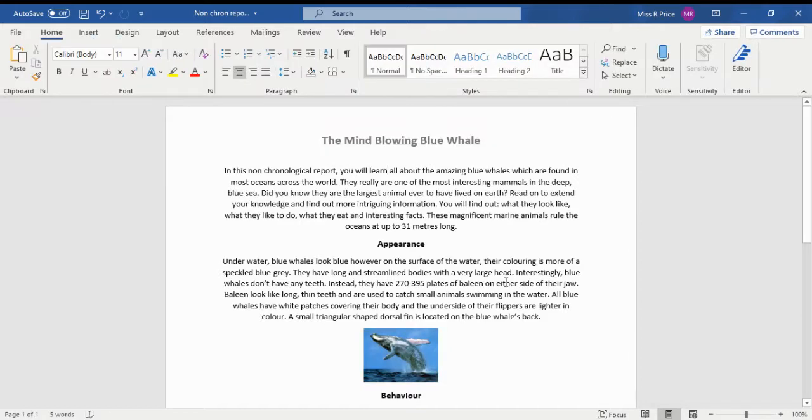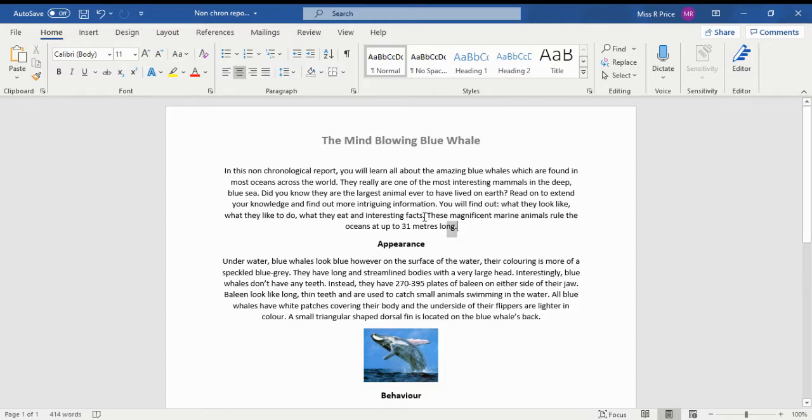Then, when we look at the structure of a non-chronological report, I always think of a burger because there's 3 sections. So like on a burger, you have your top bun, you have all the juicy bits in the middle, the burger, the bacon, the lettuce, the tomatoes, and then to finish it, you need your bottom bun. So just like that in a non-chronological report, we have 3 parts. So the top bun, the first section, is the introduction. Then in the middle, we have all the juicy facts, all of the information about the topic. And then finally, just like the bottom bun, we have a conclusion, and this finishes the report.